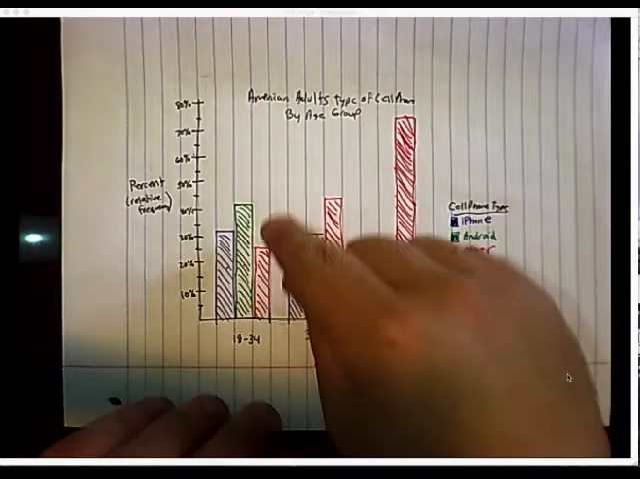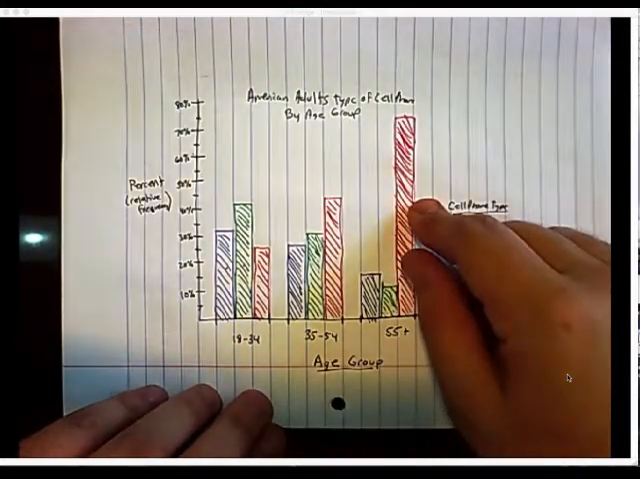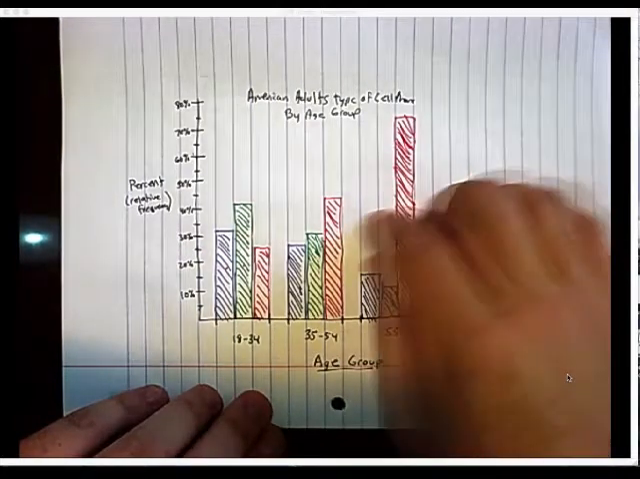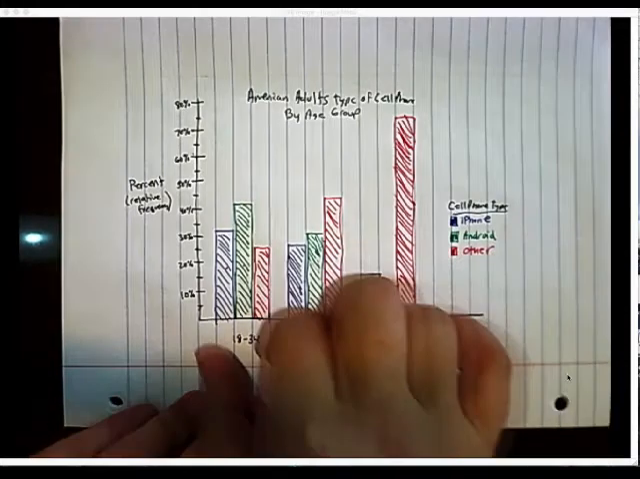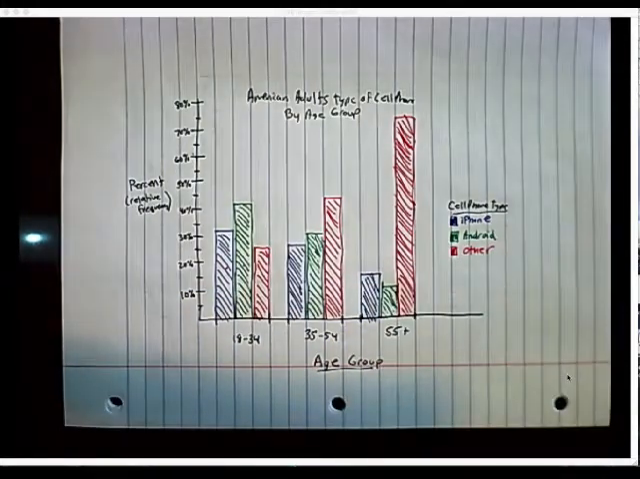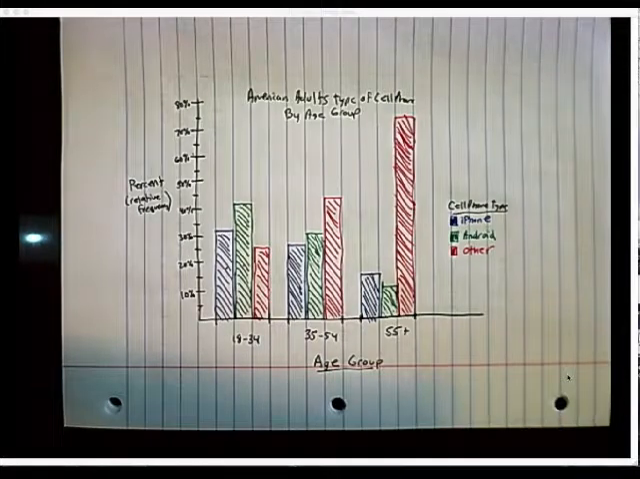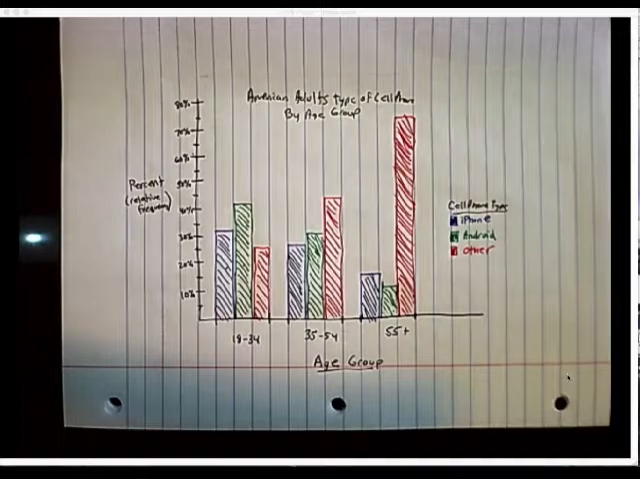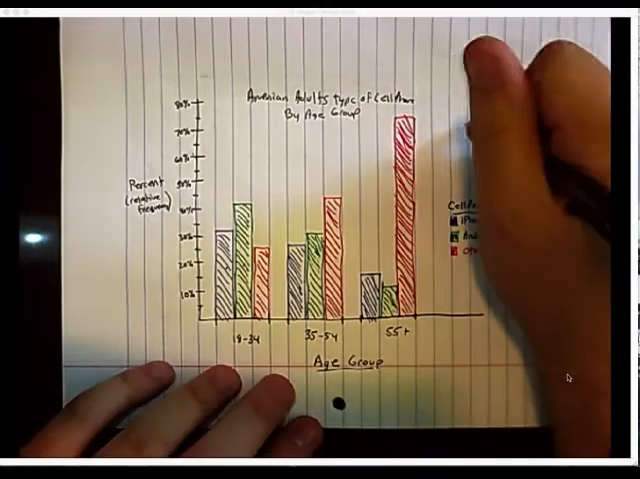If all the red bars were about the same heights, and all the green bars were about the same heights, and all the blue bars were about the same heights as we look across age groups, then we would say there's no association. But these are vastly different heights of bars. So this is a side-by-side bar graph.